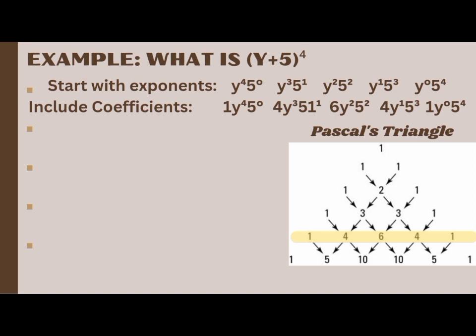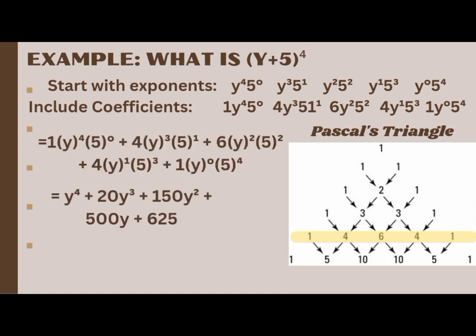Next, we include the coefficients, and based on Pascal's triangle, the coefficients are 1, 4, 6, 4, and 1. Then it is now 1y to the power of 4 times 5 to the power of 0, plus 4y cubed times 5 to the power of 1, plus 6y squared times 5 squared, plus 4y to the power of 1 times 5 cubed, plus 1y to the power of 0 times 5 to the power of 4.